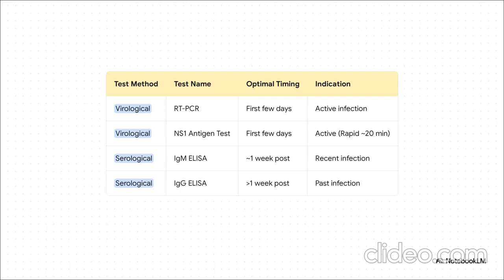But what if the patient shows up later, say a week in? Your strategy has to pivot to serology. That's when you'll use an IgM ELISA to check for a recent infection, while an IgG ELISA will tell you if they've had a past infection.